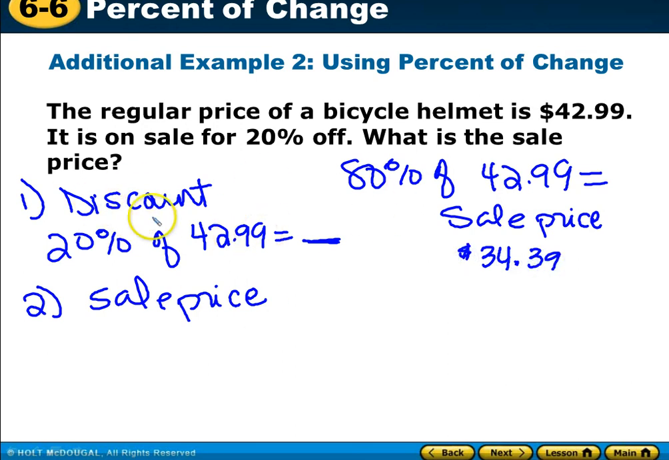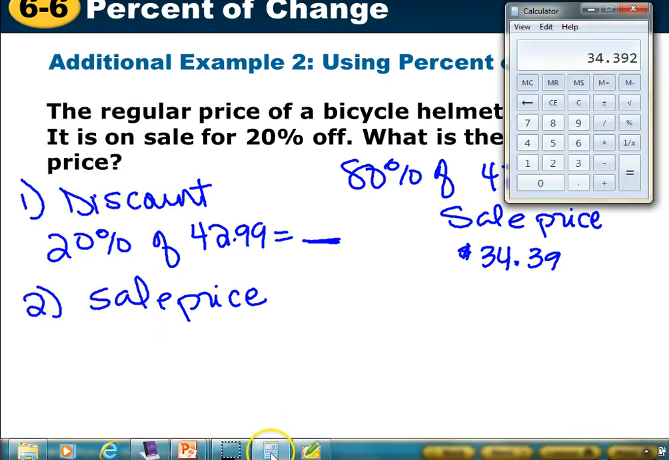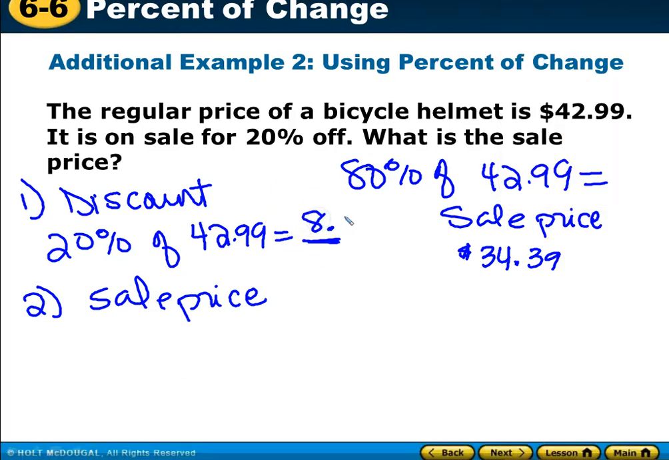Now, doing it by first finding the discount. So let's find the discount. So we need to do 0.2 times. So the discount here is, let's say, $8.60. Okay, rounding it to the nearest cent. So they take out $8.60, so that's not how much I'm paying. So that's how much they're taking out.